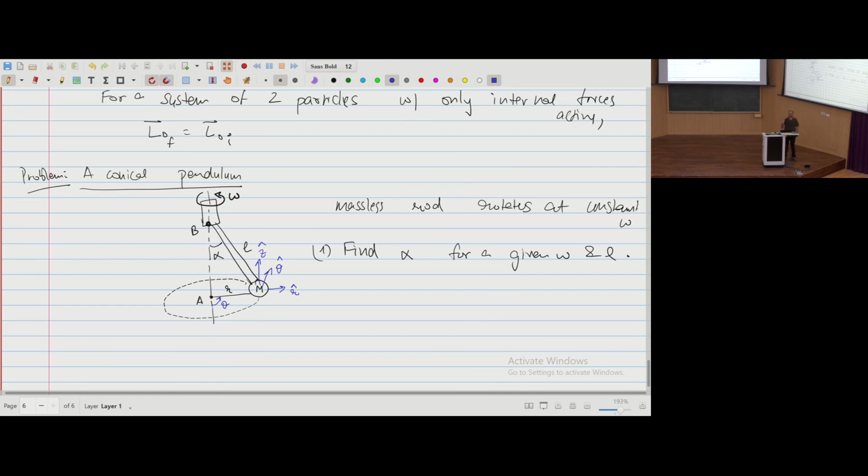The bob is moving in a plane. We can see that. That plane we can define with r and theta, and then z is simply perpendicular to it, so it's r cross theta. Let's see what the forces acting on the bob are. One is mg and the other is the tension because of the rod.